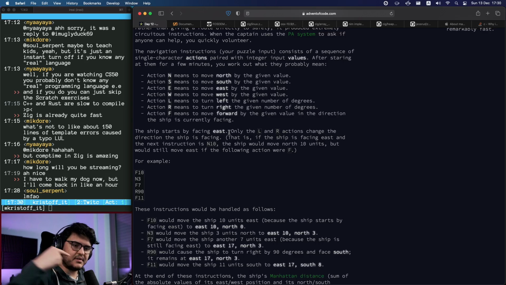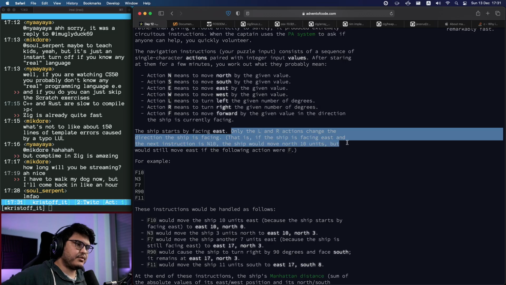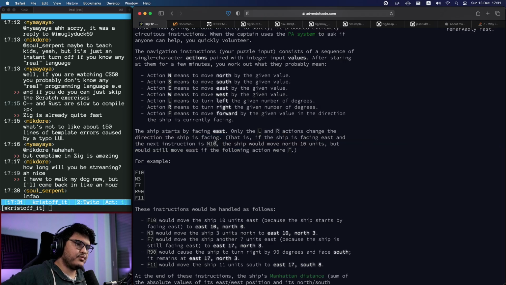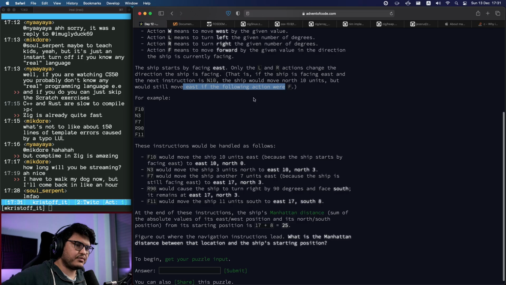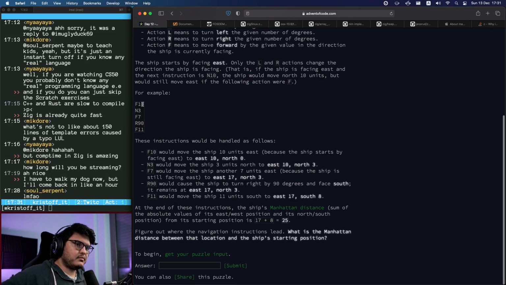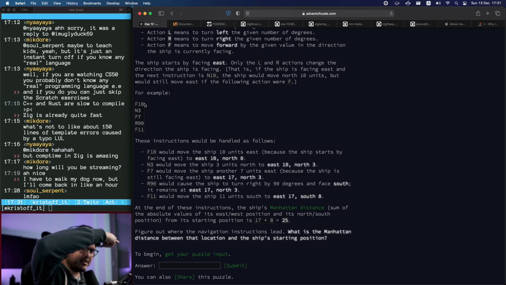Okay, so this way. Only the L and R actions change the direction the ship is facing. So if the ship is facing east and you have to move north 10, then the ship would move north 10 units, but it would still be facing east after the action. Okay. So move forward 10, go north 3, move forward 7, right 90 degrees, forward 11.